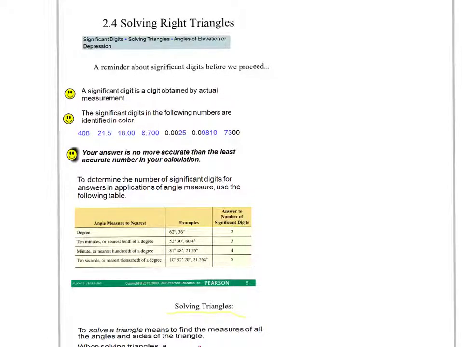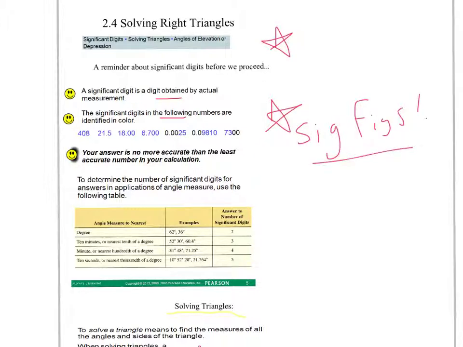Okay, welcome back. So today I wanted to talk about solving right triangles. Before we do any applications such as angle of elevation or angle of depression problems, it's important to review significant digits, sometimes called significant figures. A significant digit is a digit obtained by actual measurement, and significant digits in the following numbers are highlighted in blue, so I'm just going to talk you through this. You'll hear me referring to these as sig figs, significant figures. You hear a lot of that, I'm sure, in your chemistry classes and other classes you're taking.